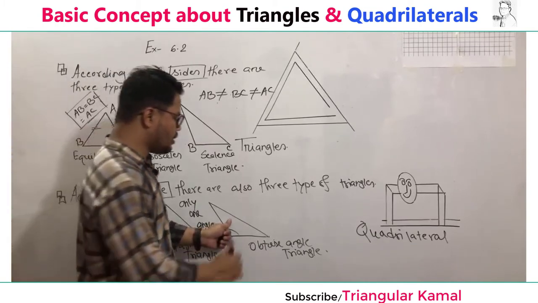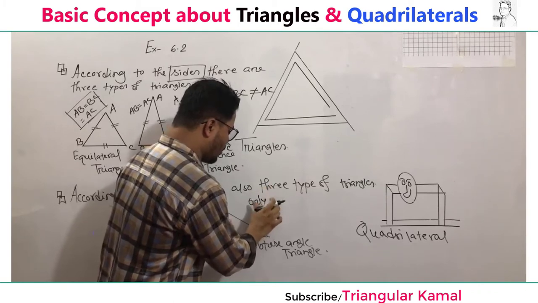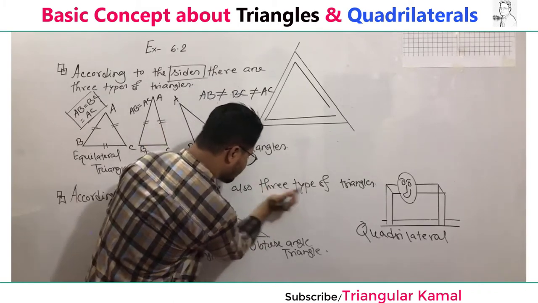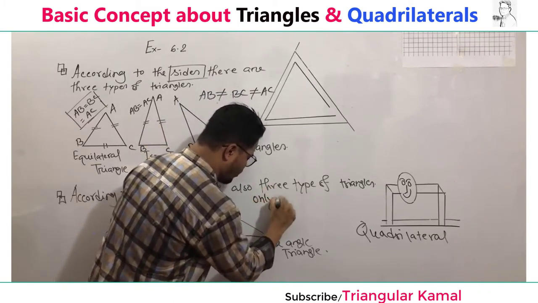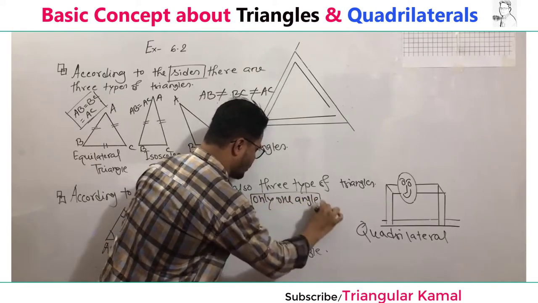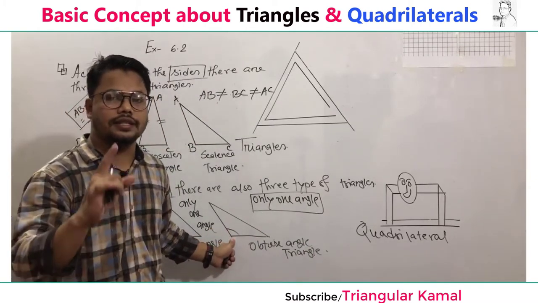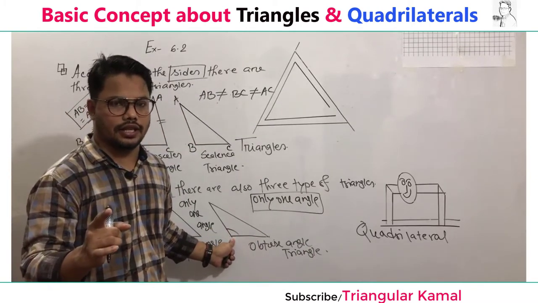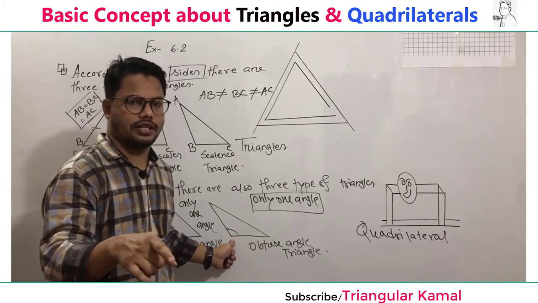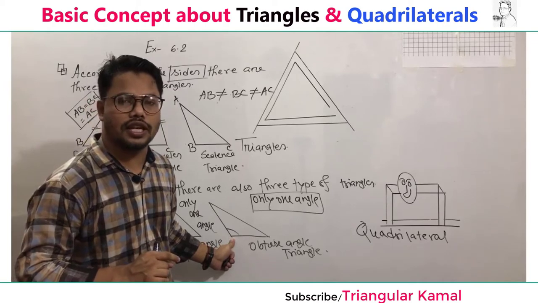And there is also only one angle. The concept is also here: when only one angle is greater than 90 degrees but smaller than 180 degrees, then the triangle is called an obtuse angle triangle.